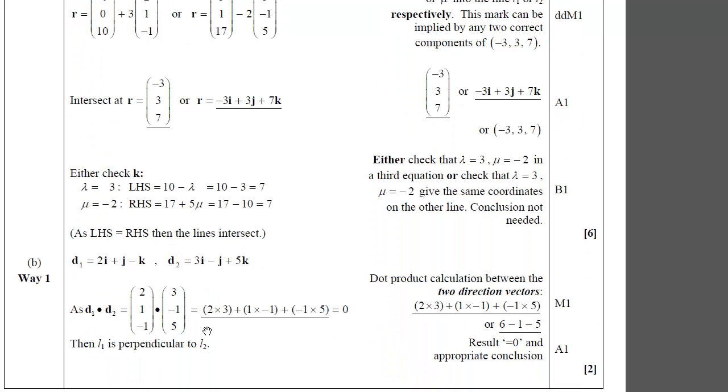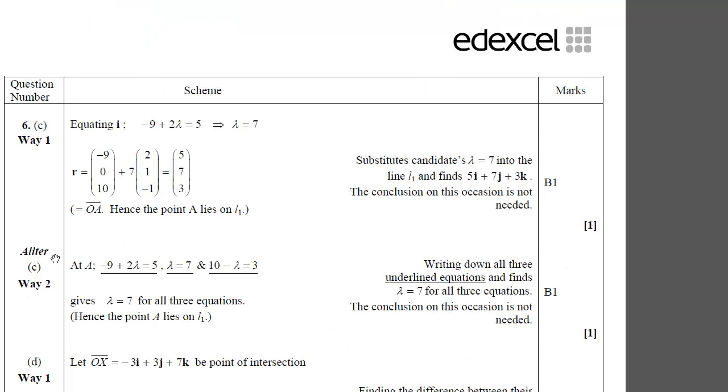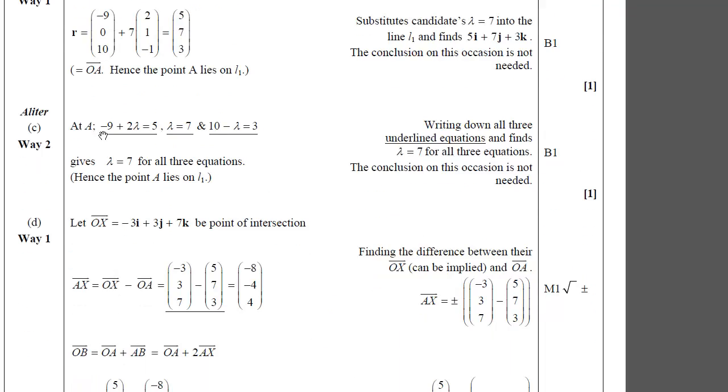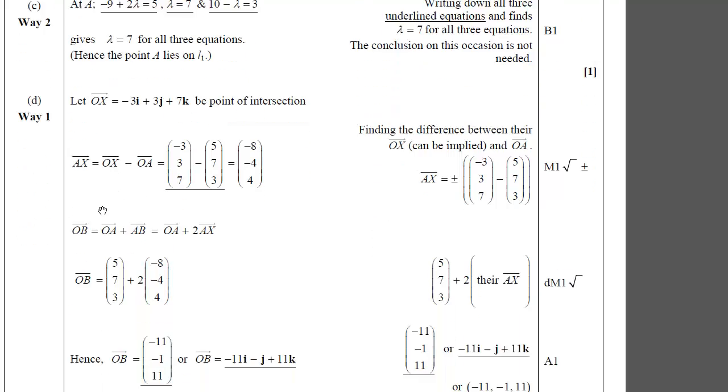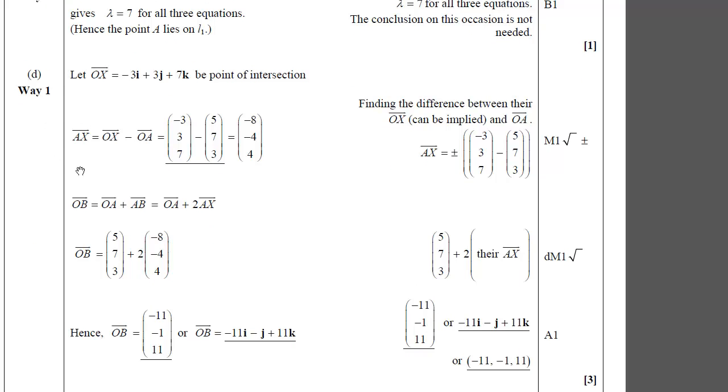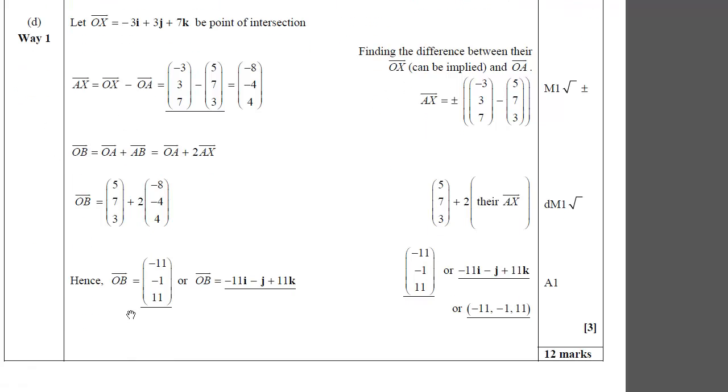The next one, question number B: the dot product has to be 0, and this is how you take the direction vectors and do the dot product to get 0. They did it in the column vector format. That is fine. They wrote way 1, so it can be done in a number of ways. Now the next one is we have to show that the three values of lambda is 7. So lambda equals 7 for all three equations. In the conclusion, it's better if you mention that all three values of lambda are equal. Now question number D, we use the midpoint, and using the midpoint we get minus 11i minus j plus 11k.